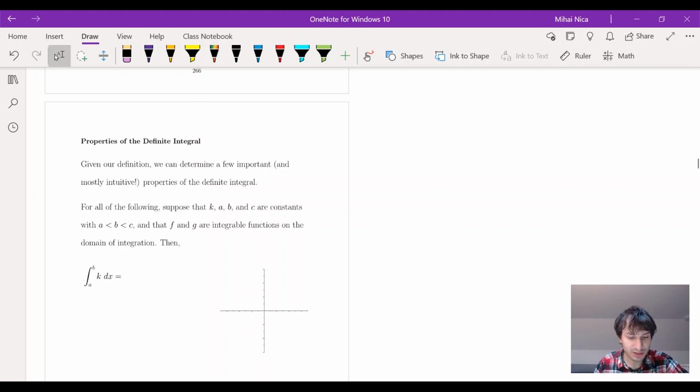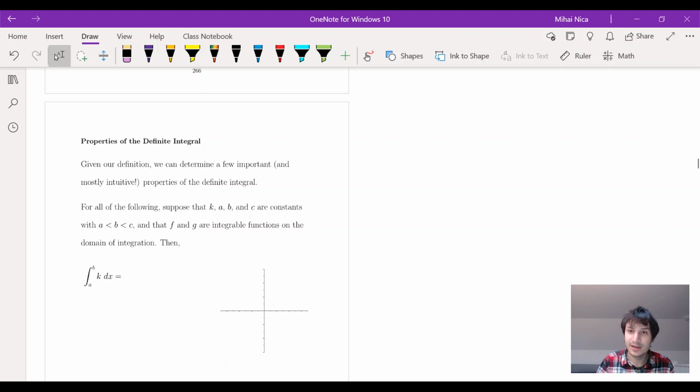So given our definition, we can determine a few important and mostly intuitive properties of the definite integral. If you have this intuition that the integral is equal to the area, and you know how areas behave because you're a human that lives in the world, you can get some intuition about formulas for integrals.